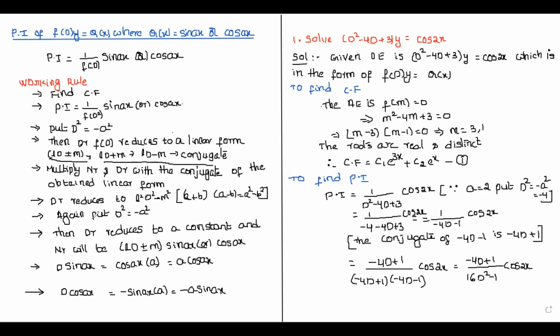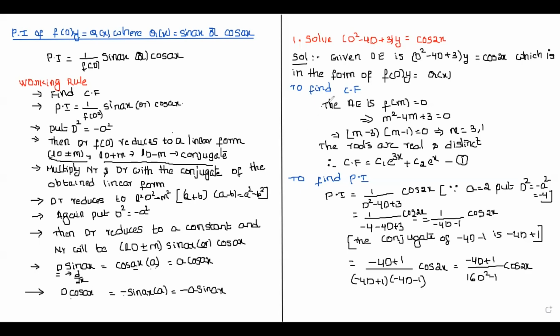So again, substituting D squared by minus a squared, now the denominator reduces to a constant, whereas the numerator will be in the form of LD plus or minus m into sin ax or cos ax. We know that D of sin ax is nothing but the derivative of sin ax with respect to x, since D is our differential operator, which is d by dx. Now this is equal to cos ax into a, since the constant associated with x is a, so in differentiation the constant will get multiplied. So this is equal to a cos ax. Similarly, D cos ax is nothing but minus sin ax into a, which is equal to minus a sin ax.